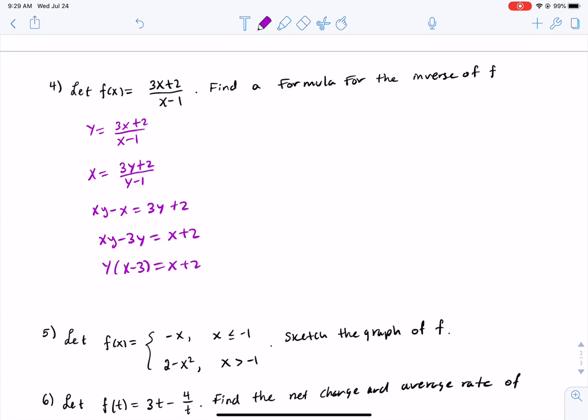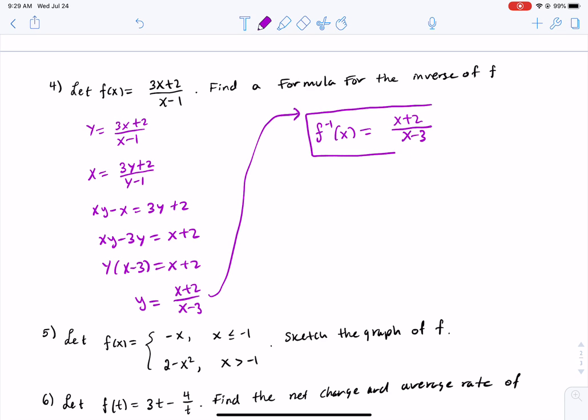And finally, we can solve for y, and y is going to equal (x plus 2) divided by (x minus 3). And this new y variable was originally x, right? So maybe the last thing that we can do is call this the inverse function, and that is equal to (x plus 2) divided by (x minus 3). Just to be clear that the answer that we have is representing the inverse of the original function, right?